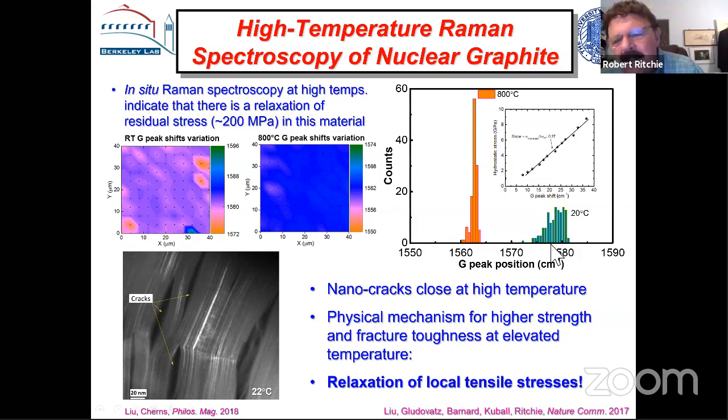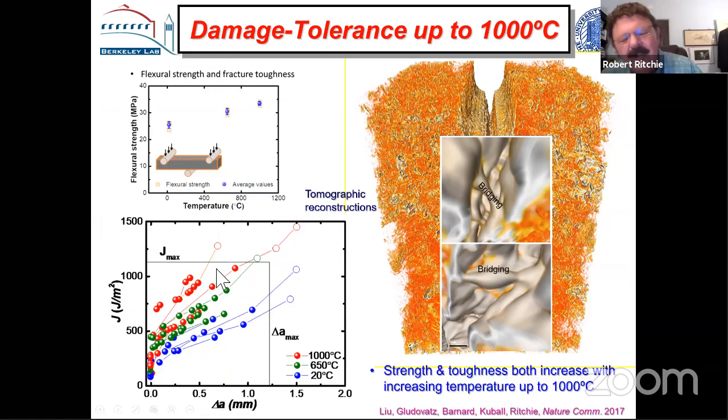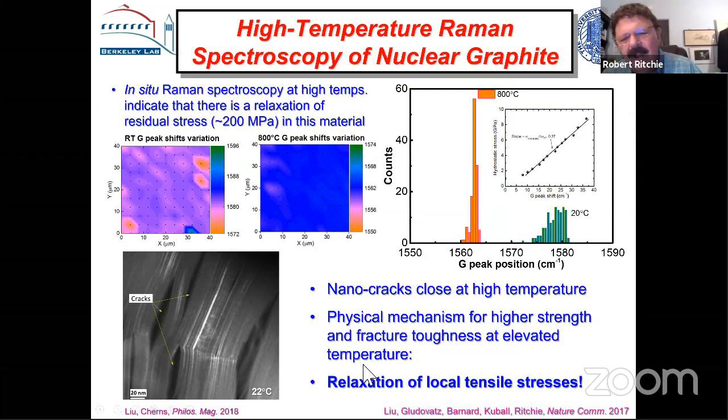But when you go to higher temperatures, and we're able to see this with the Raman, then these residual stresses basically relax. So now at high temperatures, the nanocracks are all closed. So we think the main mechanism responsible for this remarkable increase in the toughness of the graphite is associated with the relaxation of these local tensile stresses. Very interesting effect.